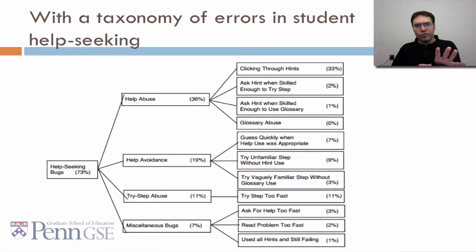So Aleven combined this prescriptive model with a taxonomy of student errors in their help seeking, which included things like help abuse, and there were subcategories of it, things like clicking through hints, which is a subcategory of gaming the system. Also things like help avoidance, so a student needs help, but they don't seek it. Try-step abuse, which included trying a step too fast, which is a subcategory of gaming the system again, and other things. So the point is that through very thorough study and theorization of this learning system, Aleven was able to come up with this model of how good help seeking occurs and of how bad help seeking occurs.